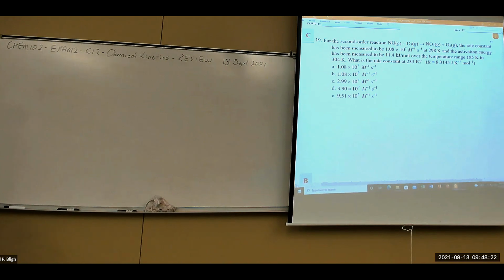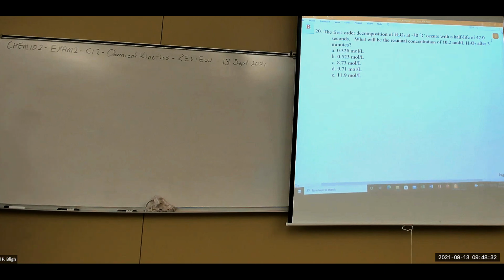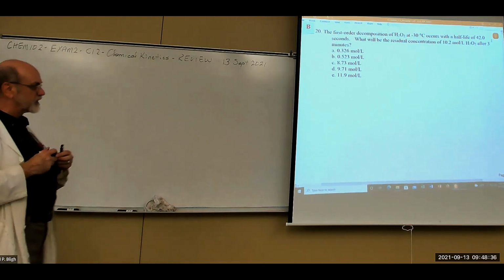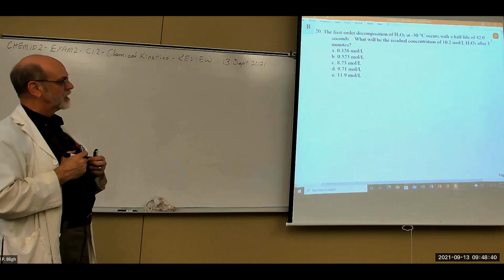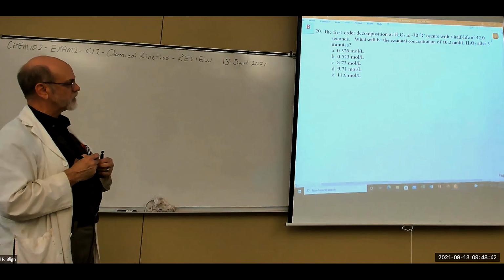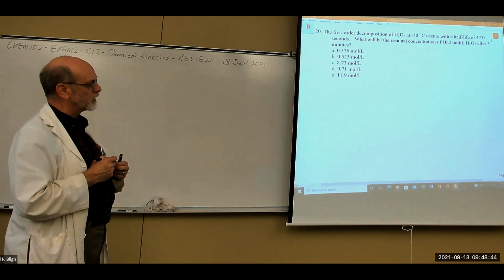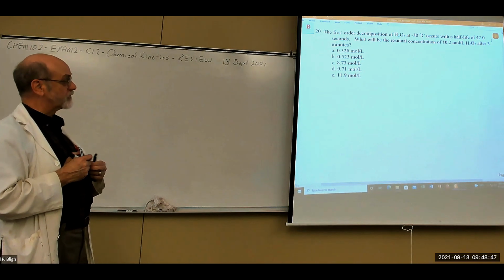20. Okay, 20, and then we can backtrack. There's 20. The first order decomposition of hydrogen peroxide at minus 30 degrees occurs with a half-life of 42 seconds. What will be the residual concentration of 10.2 mole per liter hydrogen peroxide after 3 minutes?